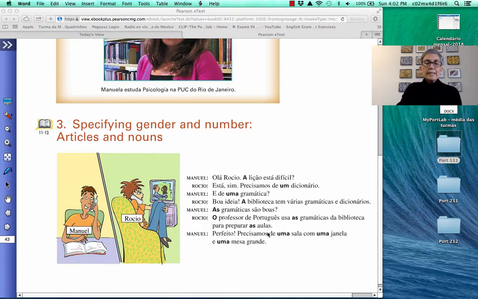I don't know about you guys, but this dialogue doesn't make any sense, does it? It's like this crazy talk. You're talking about dictionaries and all of a sudden we say, we need a room with a big window and a big table. Okay, so that's why... but this is just an example, ok? Então, precisamos de uma sala com uma janela e uma mesa grande.